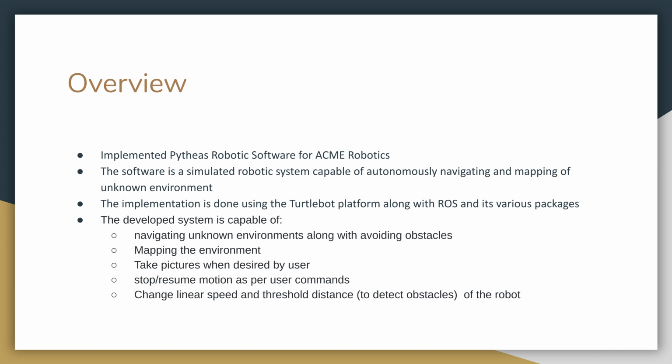First of all, it can navigate unknown environments using Walker algorithm and along with it, it avoids obstacles. It can map the environment and save the map in the file. It can take the pictures whenever the user wants. It can stop or resume the motion of the robot as per the user commands. Also, it can change the linear speed of the robot and the threshold distance to detect the obstacles for the robot.